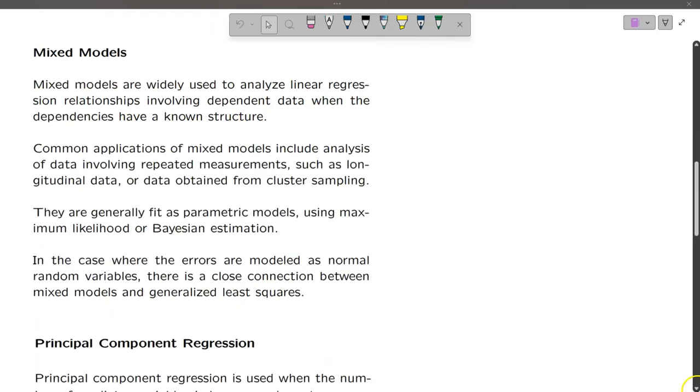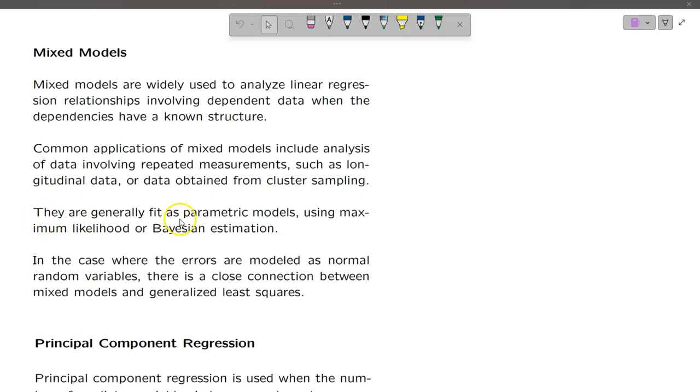Mixed models. Mixed models are widely used to analyze linear regression relationships involving dependent data when the dependencies have a known structure. Common applications of mixed models include analysis of data involving repeated measurements, such as longitudinal data or data obtained from cluster sampling. So we are talking about mixed models.